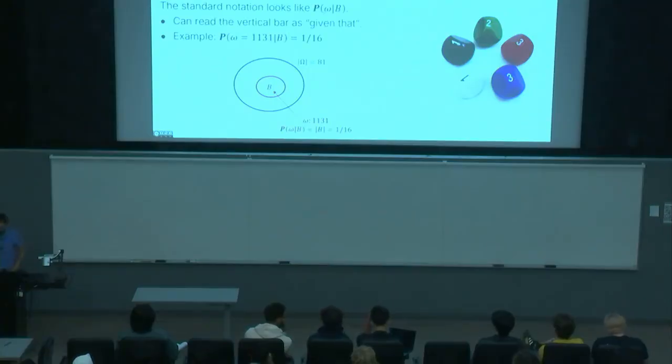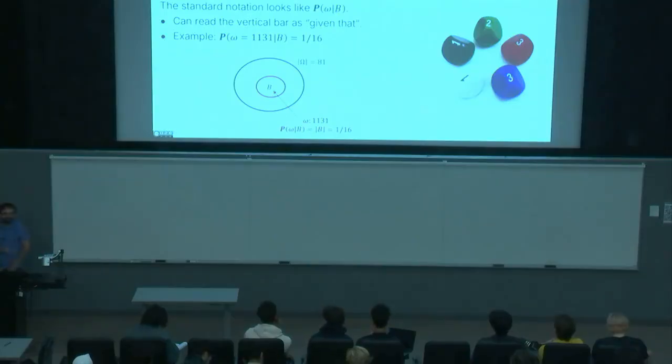Okay. So this is known as conditional probability. It tells you the probability of an outcome given that we know some event happened. And the standard notation looks like this. We say the probability of this outcome given B, and the bar means given that.